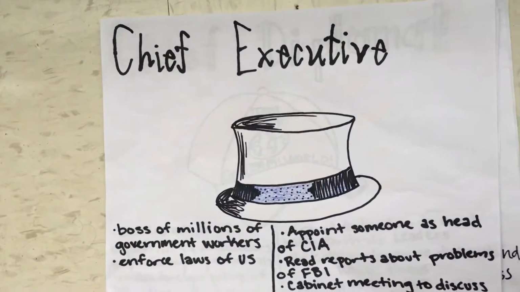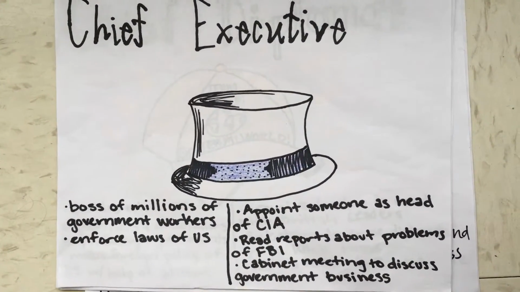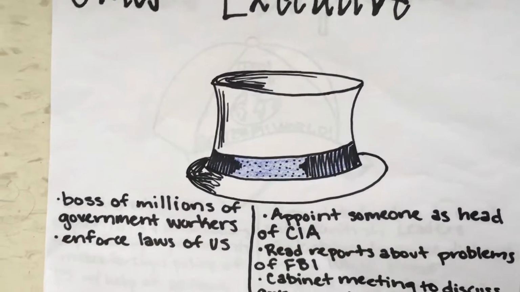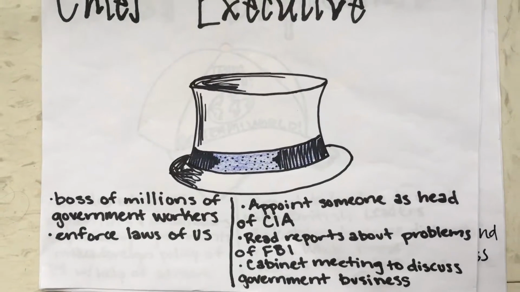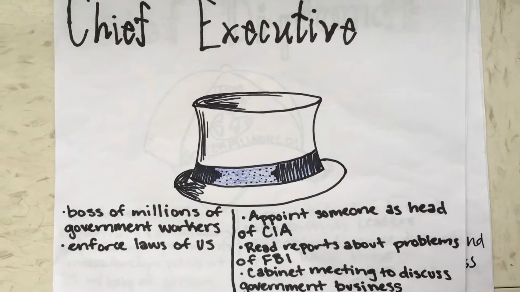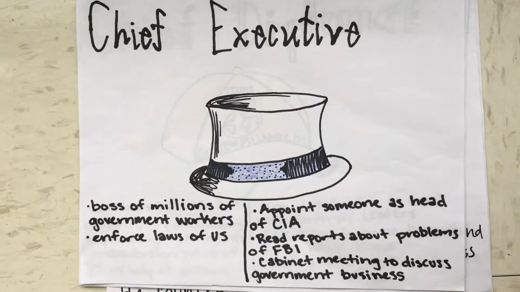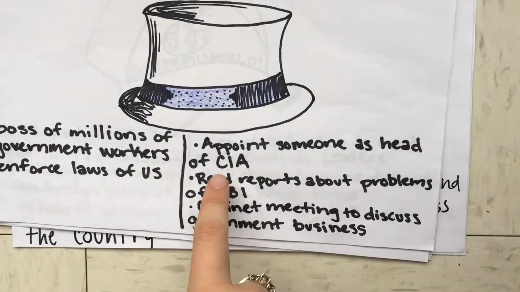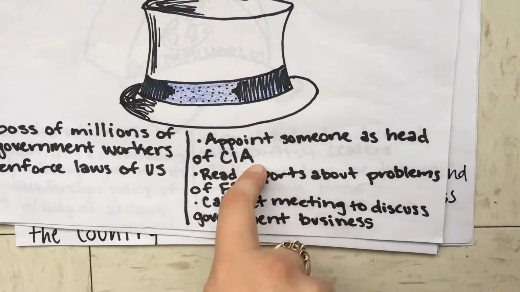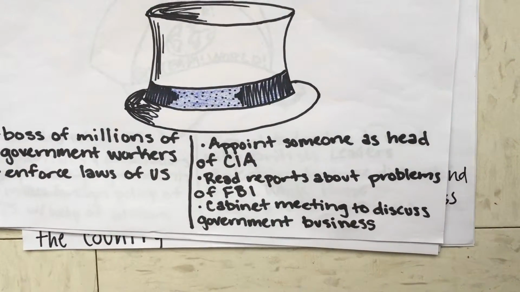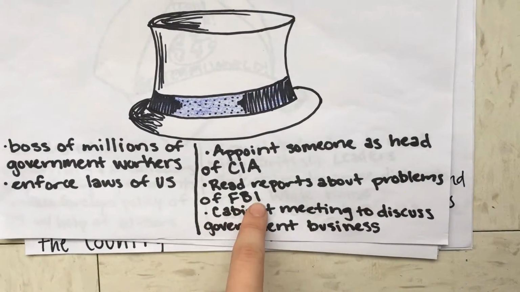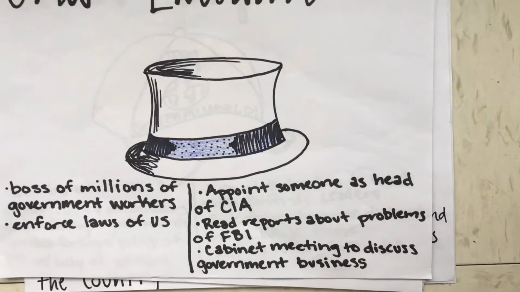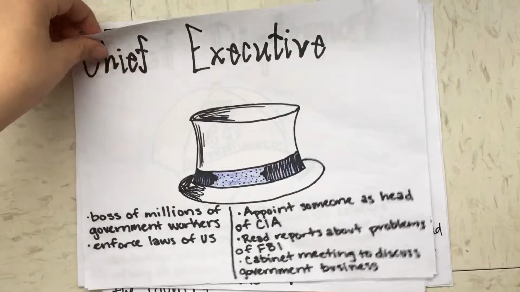So as the president, he has many hats he has to wear. First being the top hat of chief executive. As the chief executive, the president is the boss of millions of government workers, and he enforces a lot of laws on the United States of America. For example, the chief executive appoints someone as the head of the CIA. He reads reports about problems of the FBI, and he also attends many cabinet meetings, and he discusses government business in those meetings with other important people.